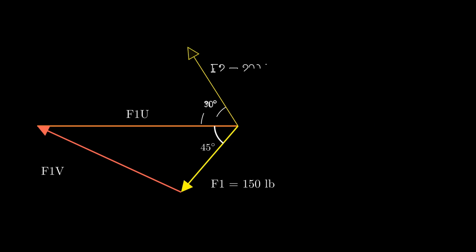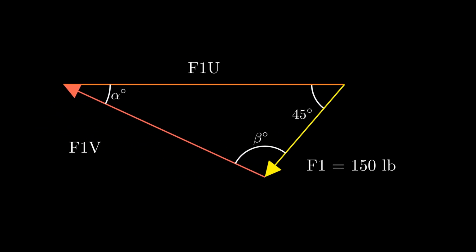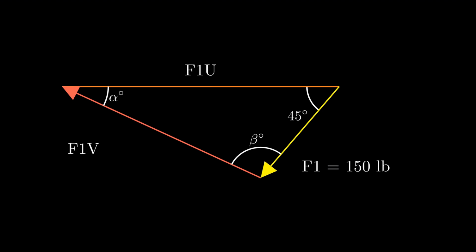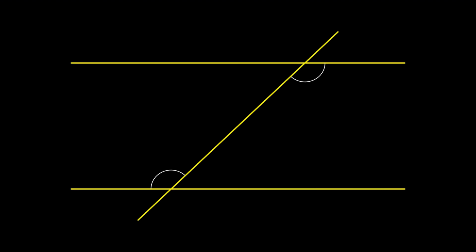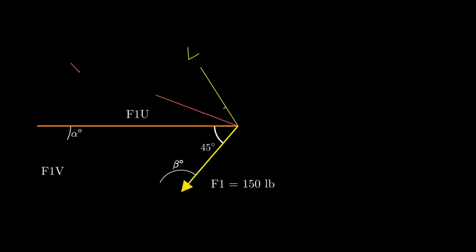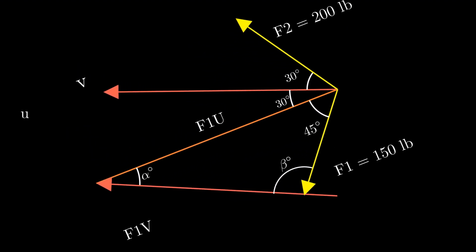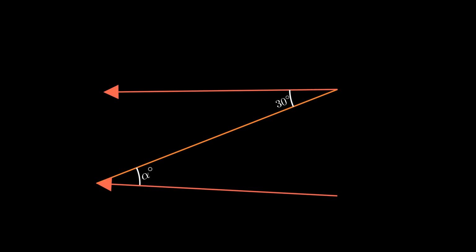For finding their magnitudes, we must know all the angles of this triangle. The only known angle is 45 degrees. So now we find the angle alpha. We can find this angle by the parallelogram method. As you can see, this angle alpha is the same as the 30 degrees.